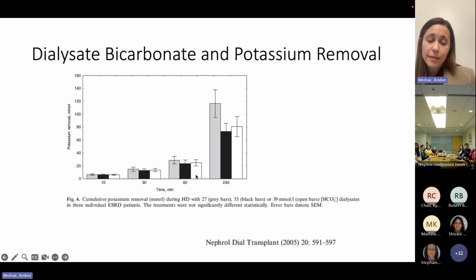And this is supported by the fact that they also looked at potassium removal. And they found that those in the lower dialysate bicarbonate category of 27 millimoles per liter here in the gray bar actually had the greatest amount of potassium removal on dialysis. So if patients are having reduced potassium removal with dialysis when we use these very high dialysate bicarbonate concentrations, does this impact the increased risk of rebound of potassium and possibly impact the pre-dialysis potassium value?